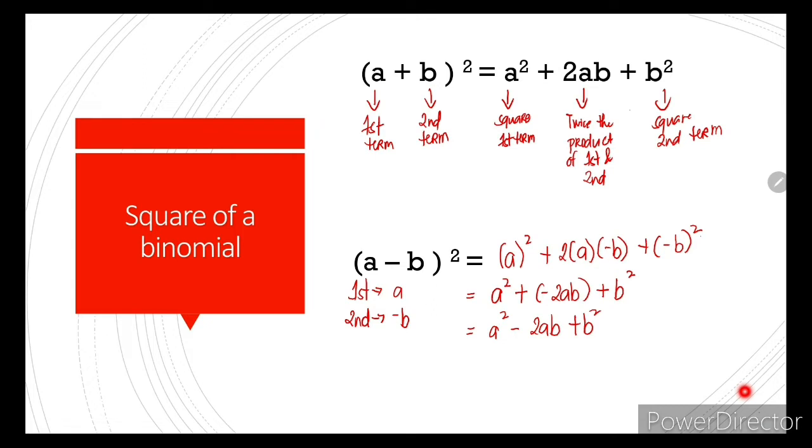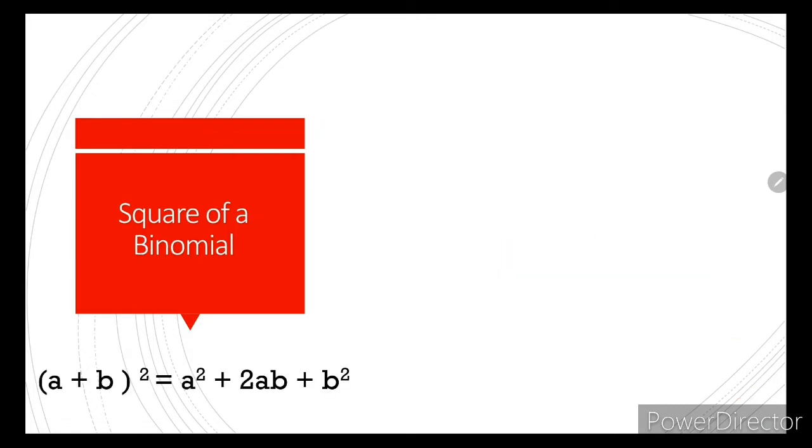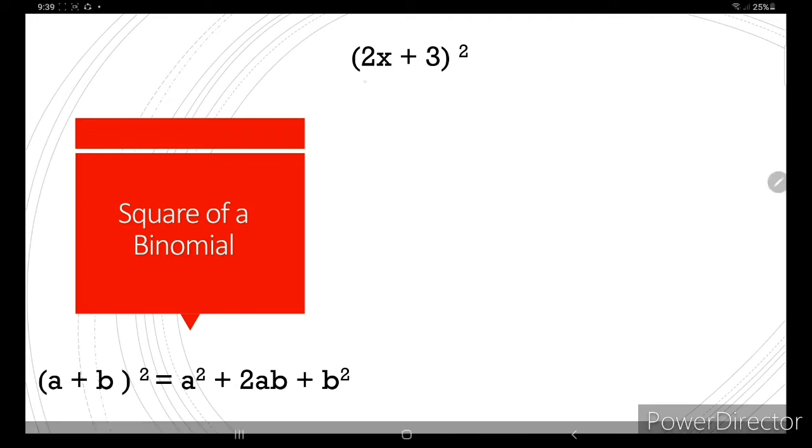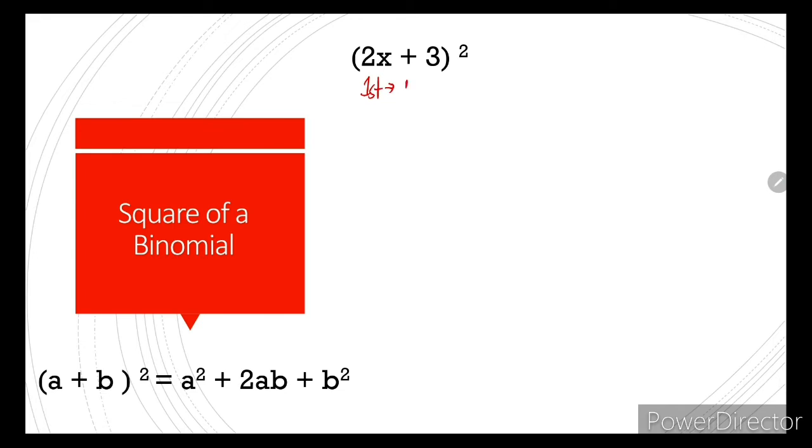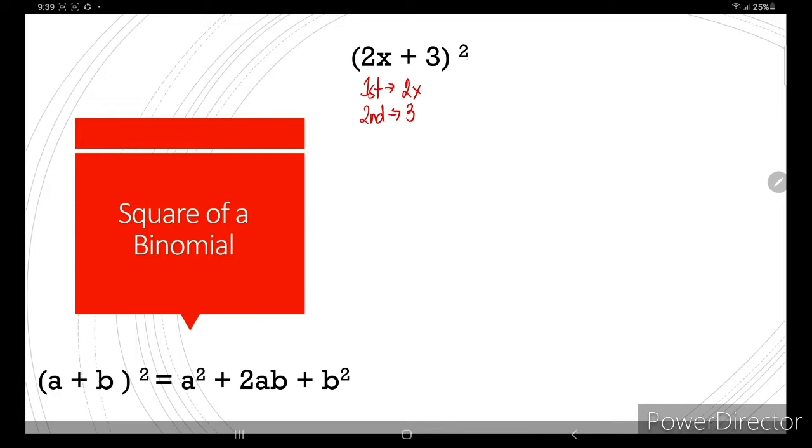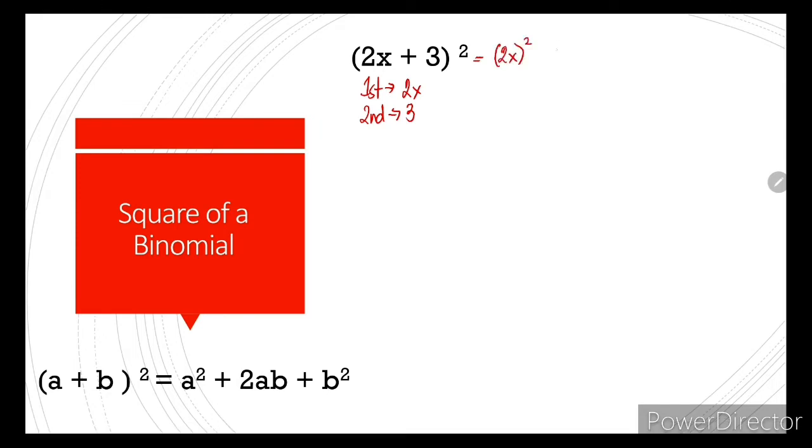Okay, para maintindihan natin lalo, meron pa ako ditong halimbawa. Quantity 2x plus 3 squared. So our first term is 2x and our second term is 3. Okay, let us apply a squared plus 2ab plus b squared. So una is the square of the first term which is 2x. So 2x squared, plus twice the product of the first term which is 2x and the second term, plus the square of the second term.